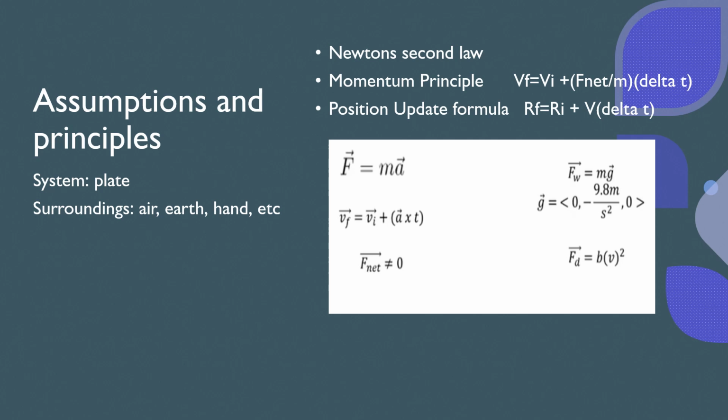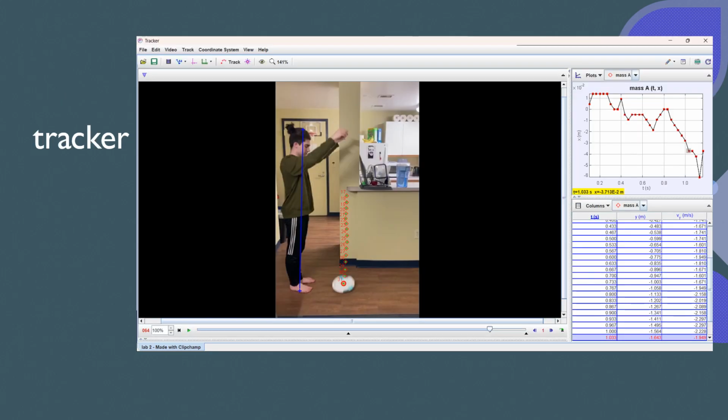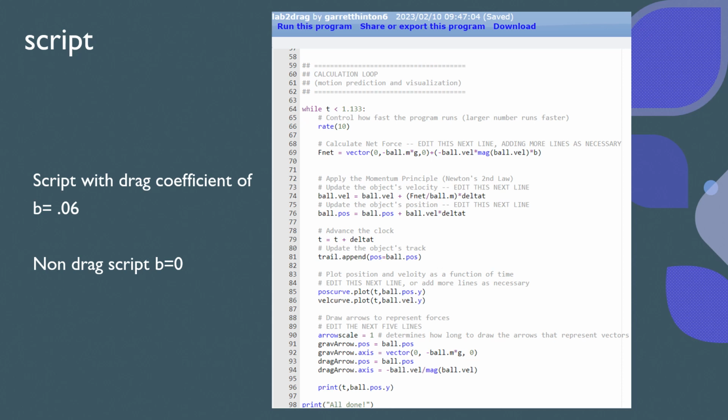And then here is the Tracker model, with, you can see, some tracked points as well as some data over here, and then the graph. Here is my GlowScript components.